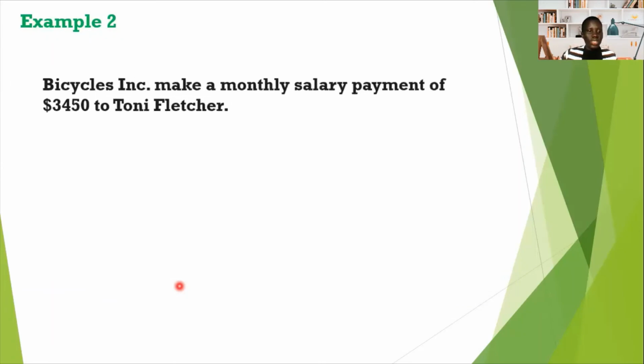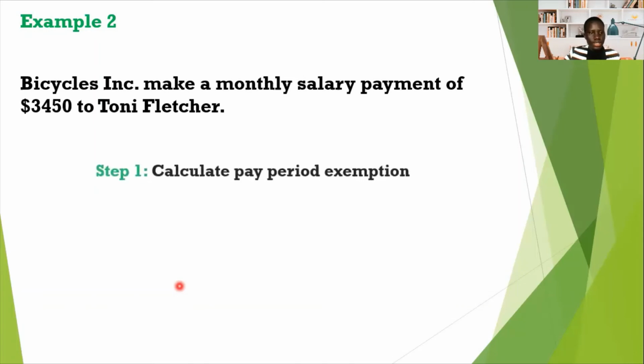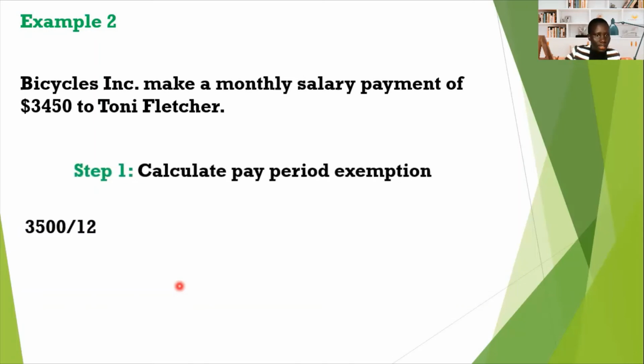So you don't want to waste time trying to figure out how much money you need to deduct from your employees. The CPP. Bicycle Inc. makes a monthly salary payment of 3,450 to Tony Fletcher. Let's assume the person being paid is living in Ontario or another part of the country that is not Quebec. So now let's see, how do we calculate?